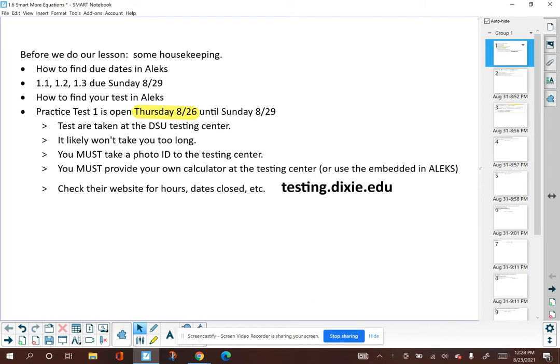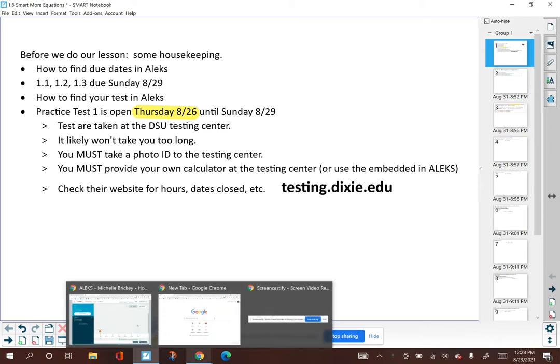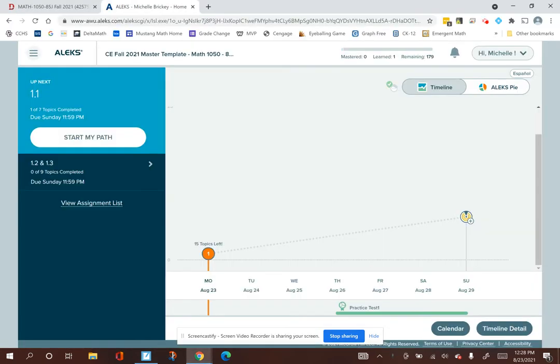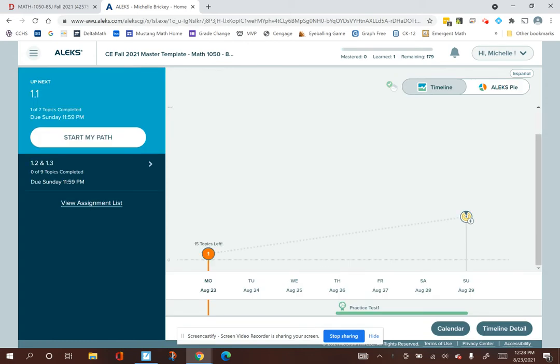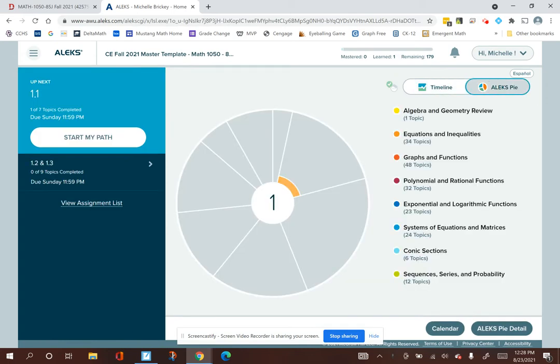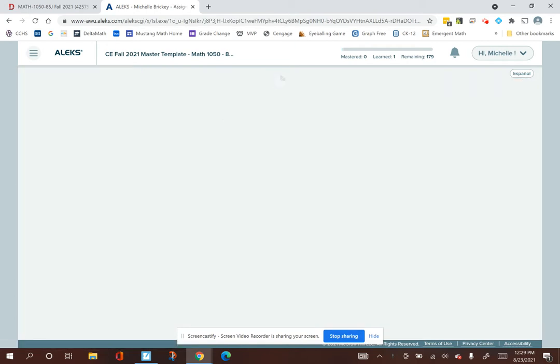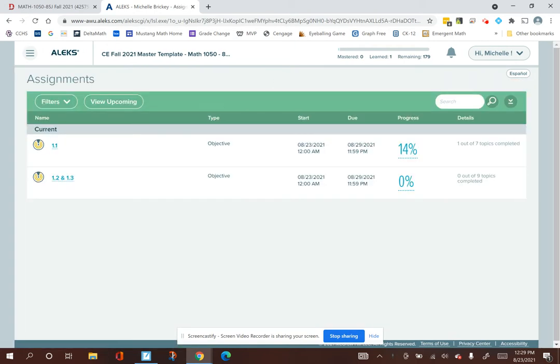First of all, I want to show you how to find due dates in ALEKS. So I'm going to bring up my student screen. This should be the same as the screen you see. When you first log in, it probably looks like this. Start My Path can get you into the topics that you need. You can always view the assignment list right there by clicking on that, and that will show you what your current assignment is that you're working on.